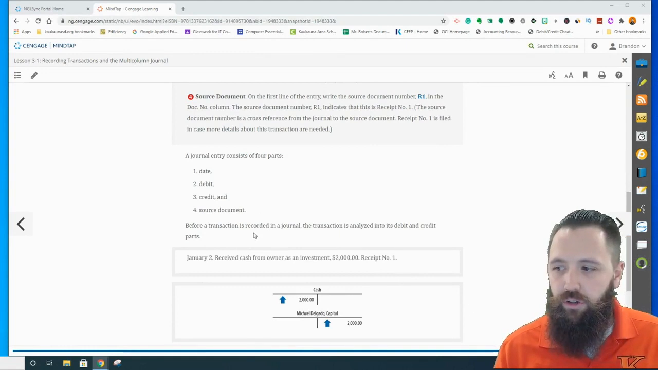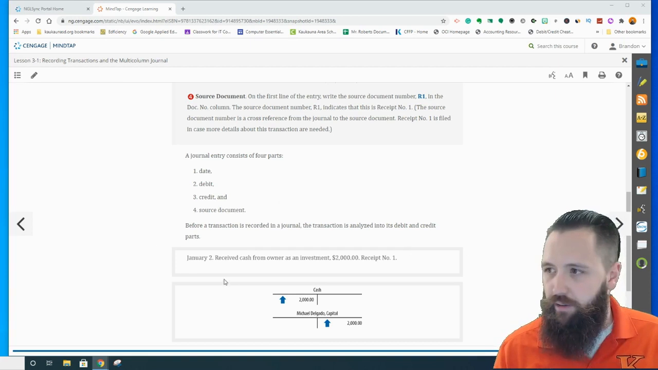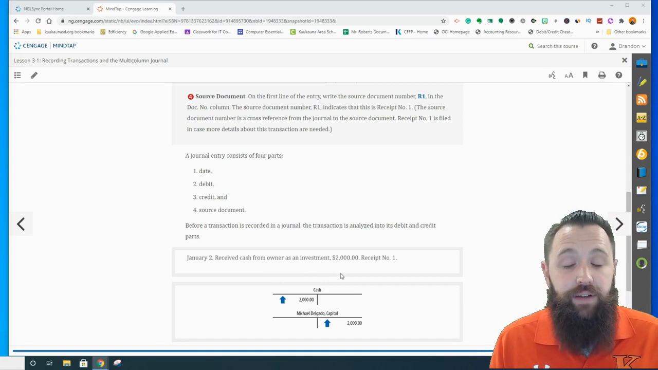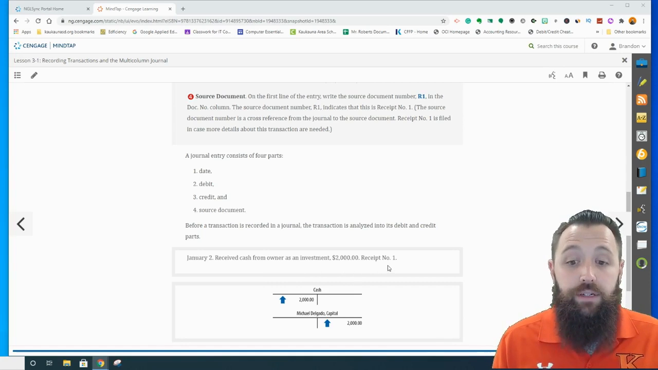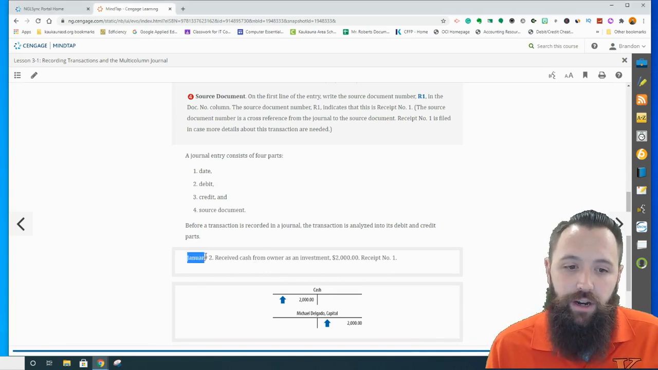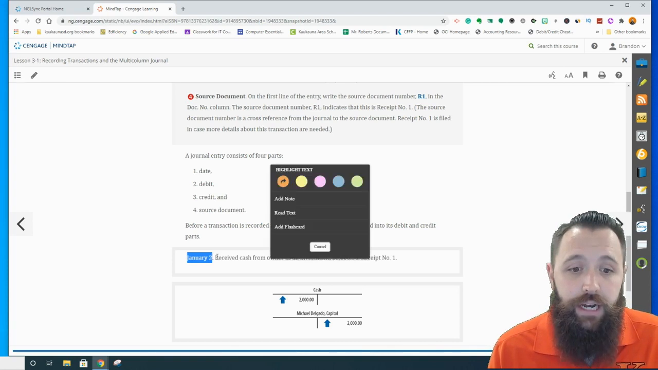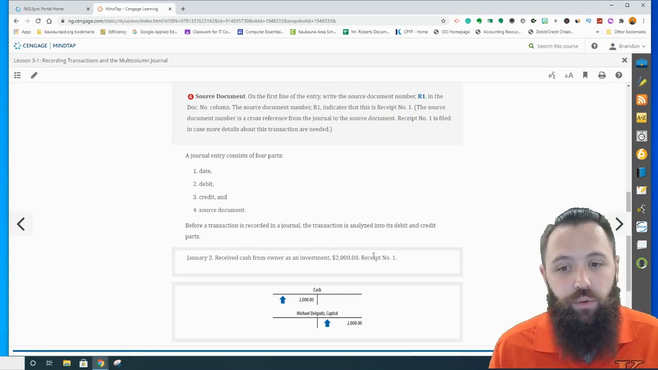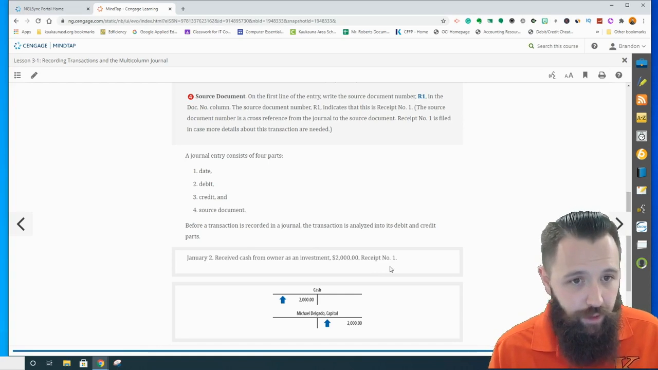It says, received cash from an owner as an investment for $2,000, receipt number 1. So now we have a bit of additional information that we really want to focus on. We have the date of January 2nd. Okay, we have received cash from owner as an investment with the dollar amount. We've done that before. But then we have our source document, receipt number 1.